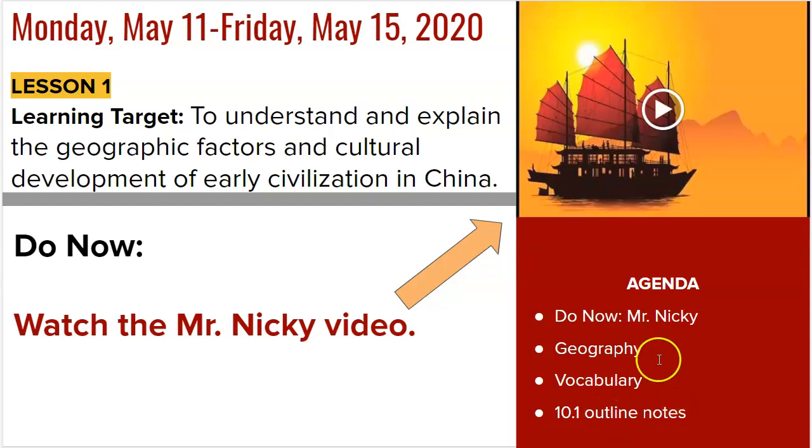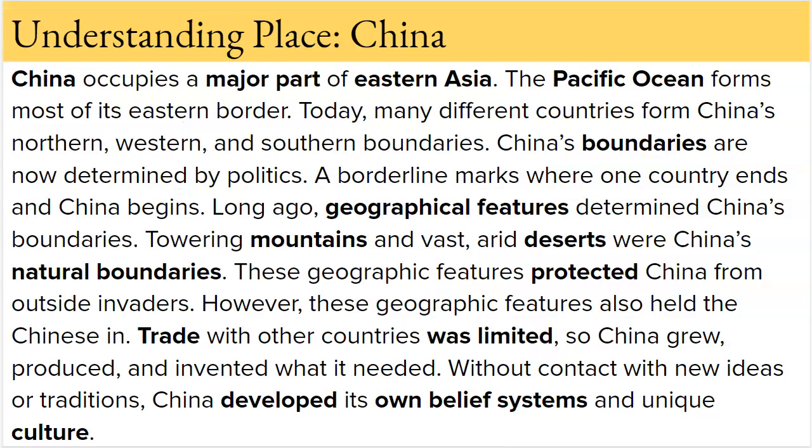In this video, I'm going to be going over the geography and vocabulary. So, understanding place. China occupies a major part of Eastern Asia. The Pacific Ocean forms most of its eastern border. Today, many different countries form China's northern, western, and southern borders. China's boundaries are now determined by politics. A borderline marks where one country ends and China begins.